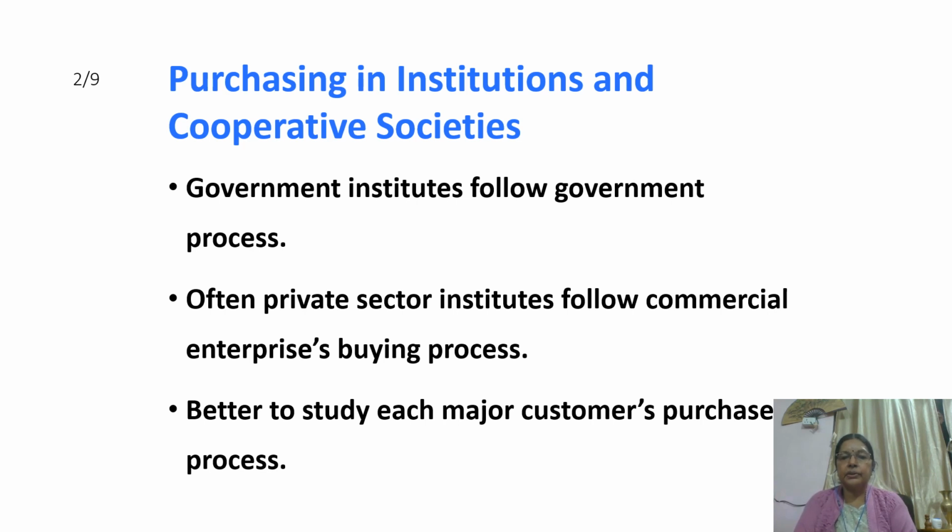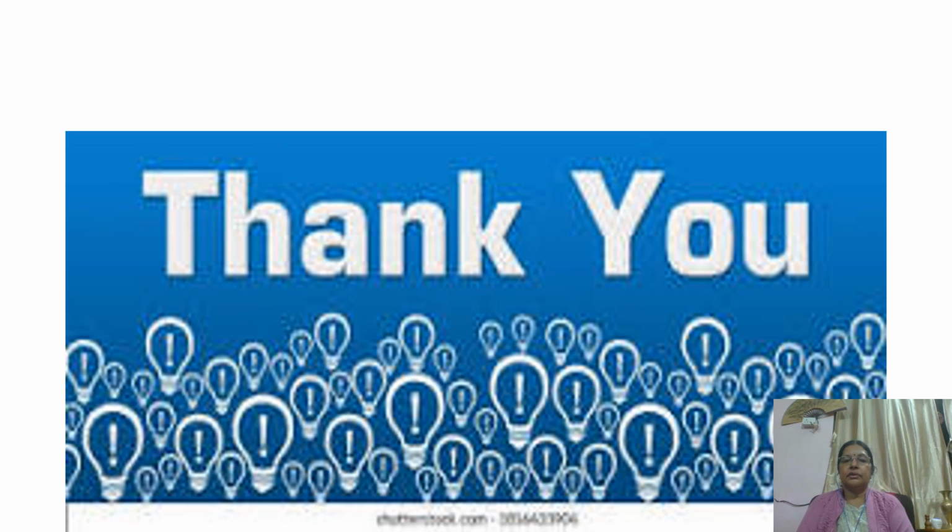So how is the purchase in cooperative societies and institutions? If they are government institutes, then they follow the standard government procedure of purchase. If it is private, then they follow the commercial purchase process. So each industrial customer will follow their own purchase process to purchase the industrial products from B2B customers.